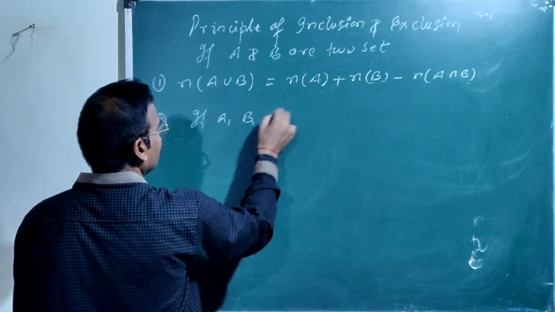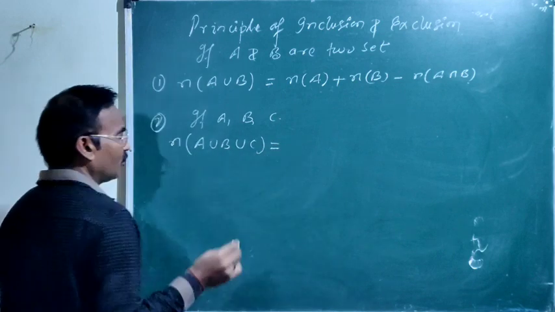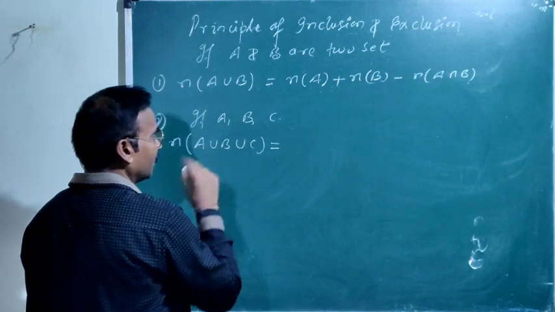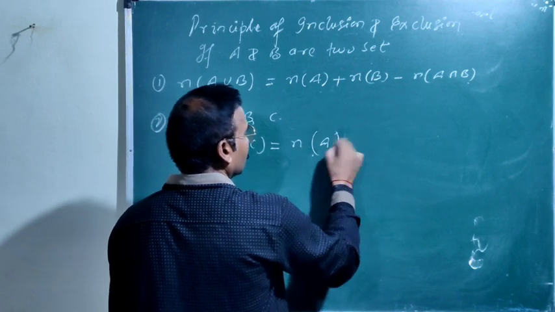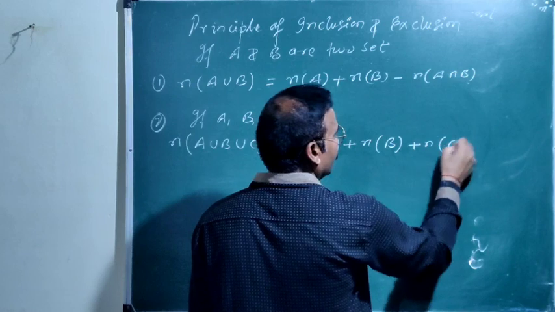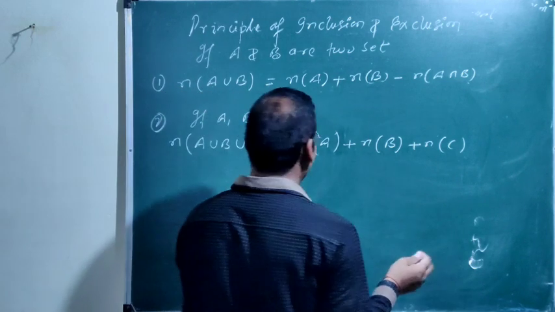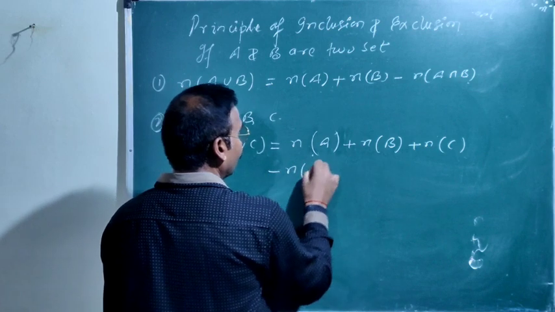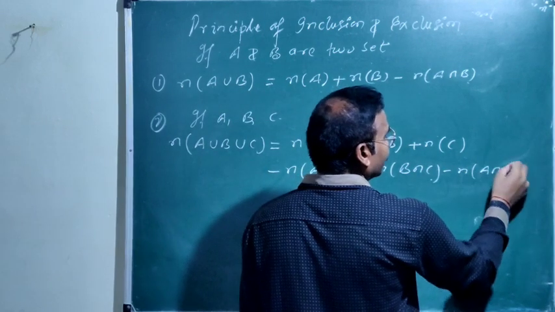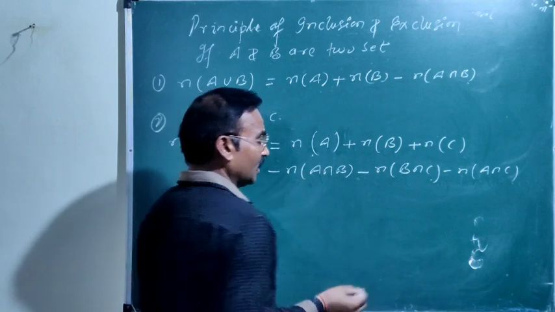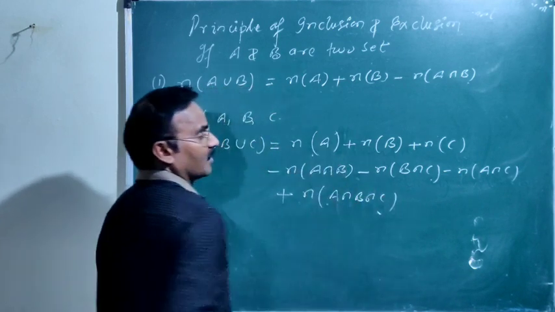If A, B, C are three sets, then the number of A union B union C is equal to the number of A plus the number of B plus the number of C. Now these three terms will be positive, and next are negative: minus the number of A intersection B, minus the number of B intersection C, minus the number of A intersection C. Next, the positive term: the number of A intersection B intersection C. This is for three sets.